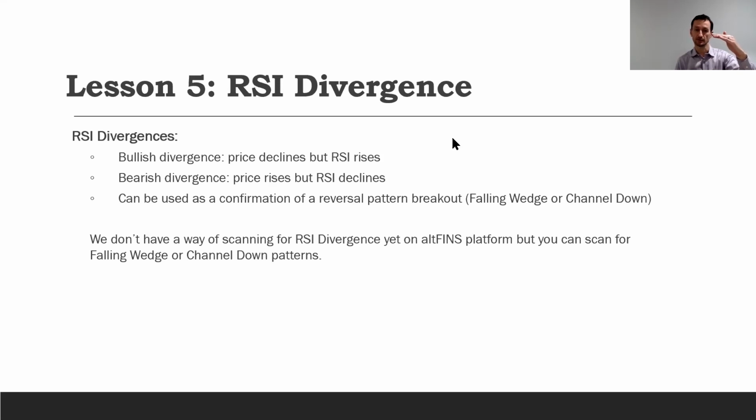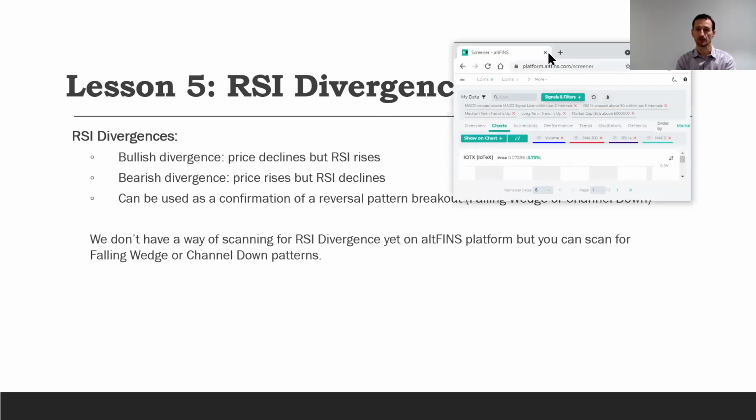Price is declining, but RSI is rising. That indicates there could be a bullish opportunity. We'll look at those. Bearish divergence is the opposite. Price is rising, but the RSI is not rising. Typically, RSI is rising as the price rises, right? So look at the examples here.